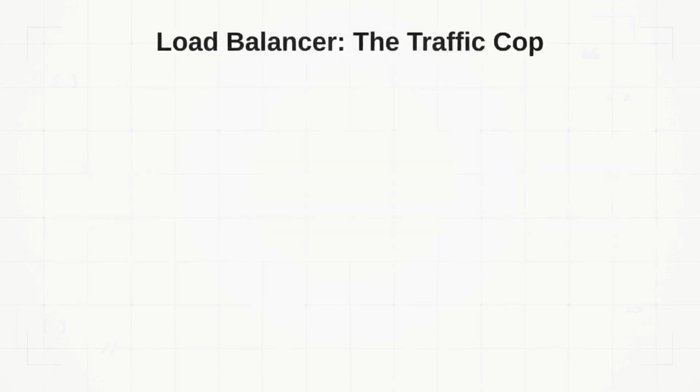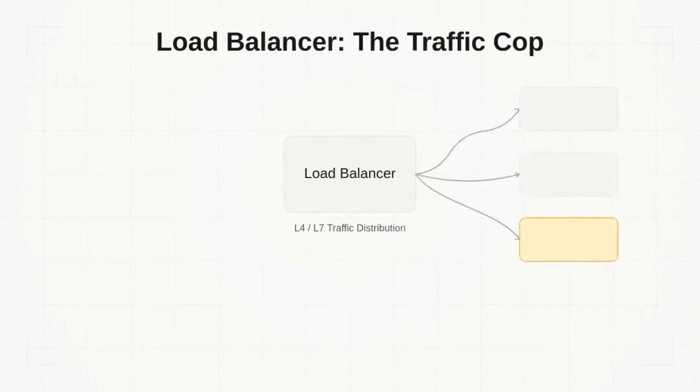Let's start with the load balancer. Its primary mission is availability and efficiency. Think of it as a pure distribution engine. It usually operates at layer 4 of the OSI model, dealing with IP addresses and ports, or layer 7, where it can see HTTP headers.